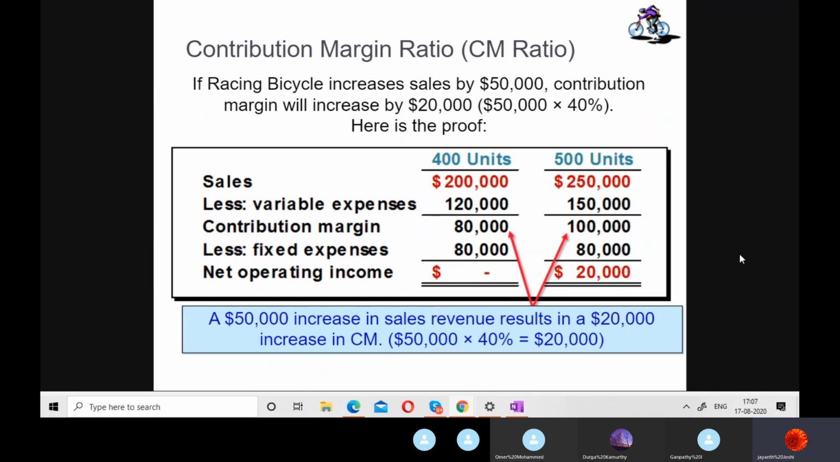So contribution margin ratio. If a racing bicycle increases sales by 50,000, contribution margin will increase by 20,000. How? Because the contribution margin ratio is 40%. So if your sales increase by 50,000, the amount by which your sales have increased, multiply the contribution margin ratio to that. You'll get the amount by which your contribution will increase.